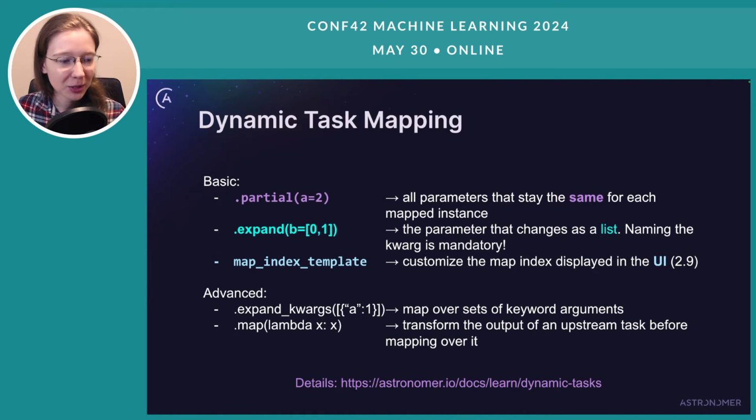And one of my favorite little Airflow things that not that many people know about, there is a function called .map that allows you to transform the output of an upstream task before you map over it. So without having an extra task, you can change the output of any upstream task if it's not in the right format for your mapping. I use this a lot, especially if I have an upstream traditional operator and the output isn't exactly what I need. And it's a very neat feature to use in dynamic task mapping.